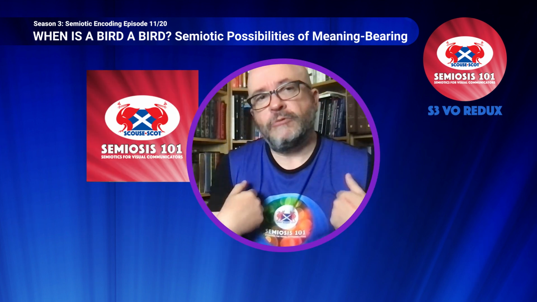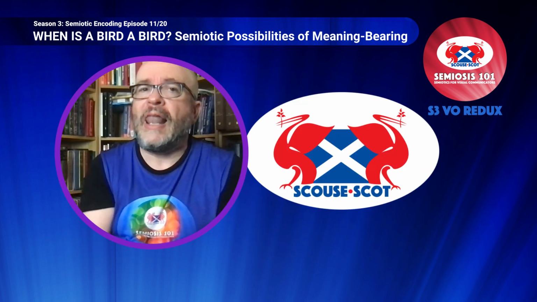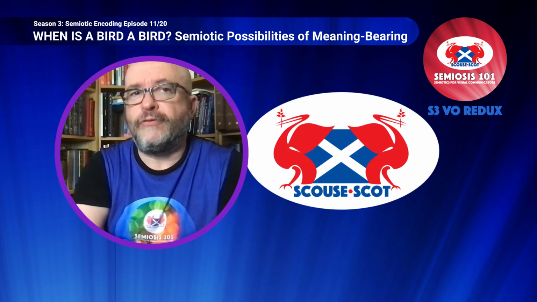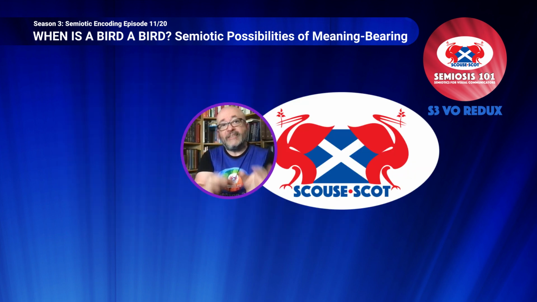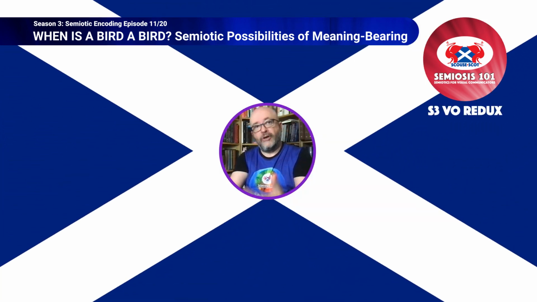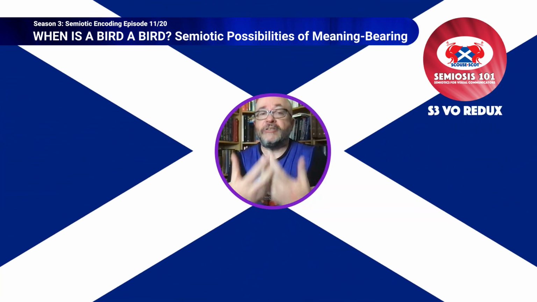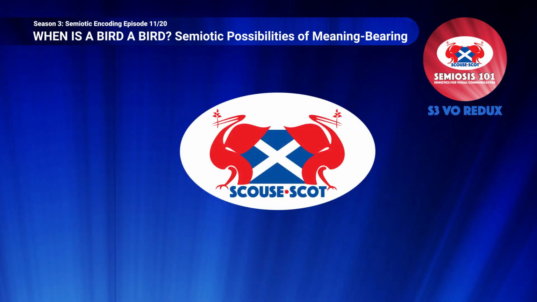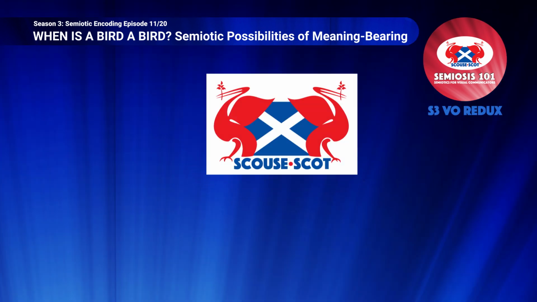Get it? Semiosis 101 is a sub-brand of Scout Scot, and Scout Scot's visual identity is of 2 liver birds against a saltire flag. The liver bird is semiotically symbolic for Liverpool. The saltire is the national flag of Scotland. The saltire is semiotically symbolic for Scotland. The saltire is blue, the birds are red. So let me unpack the visual communication building blocks of Scout Scot's logo.